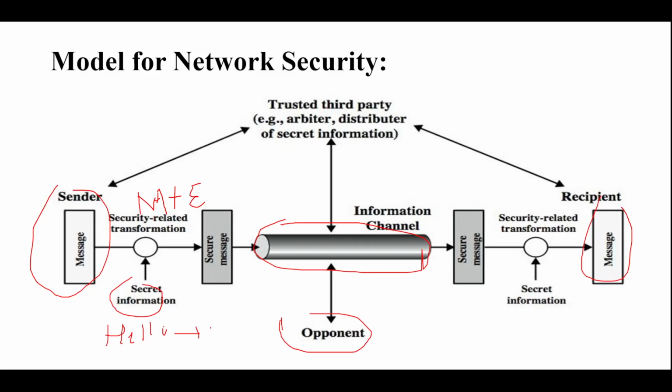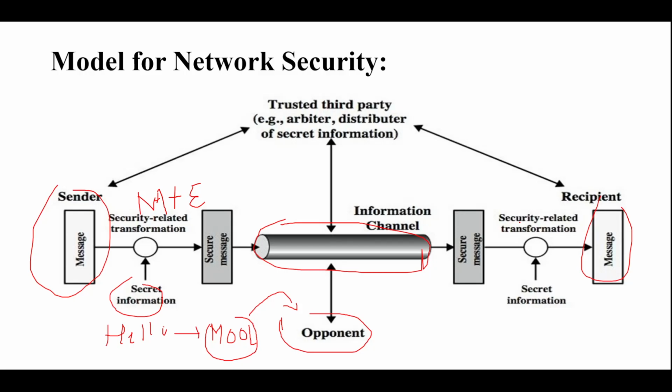For example, MOOL. For example, this is the converted message. Now, if this converted message is observed by the opponent or the attacker, he will not get the original content, because the original message is hello, and after applying the encryption algorithm, this message is converted into a non-readable or coded format which cannot be understood by the opponent.